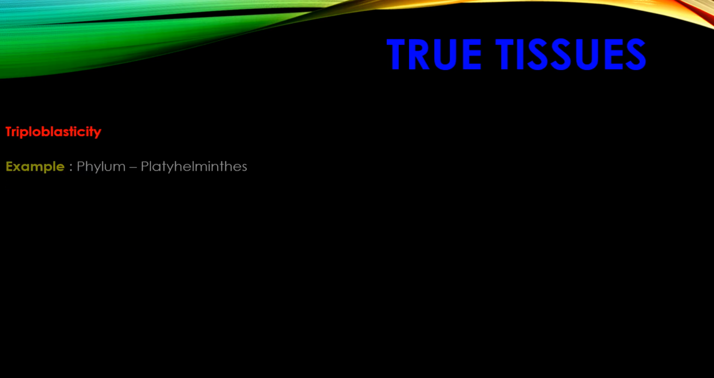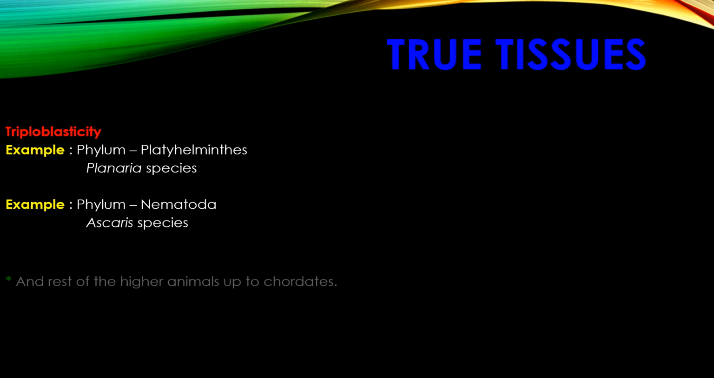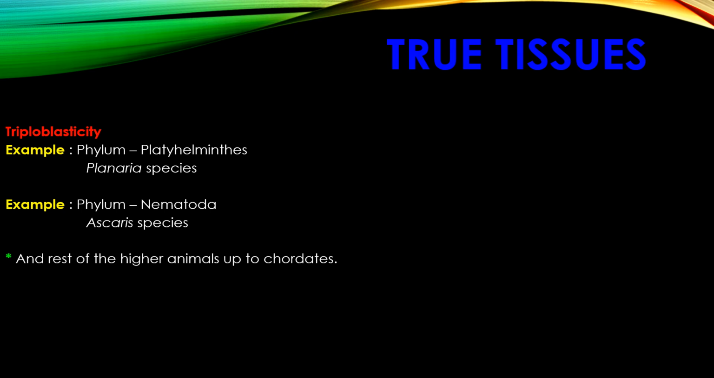These are some examples for triploblastic animals. Planarians, which belong to phylum Platyhelminthes. Ascaris, which belongs to phylum Nematoda. Except poriferans, placozoans, cnidarians and ctenophores, all other animals have the triploblastic body condition.